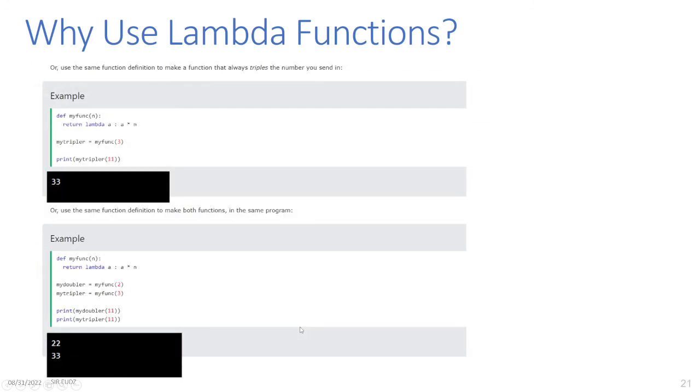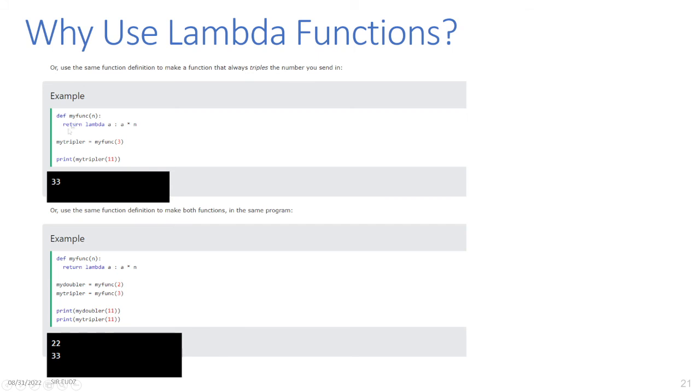So why use lambda functions? Or use the same function definition to make a function that always triples the number you send in. So define my function n, so return lambda a times n, so n is 3, so that will triple any value you place for my tripler. So my tripler 11, so this one will always now triple your value.